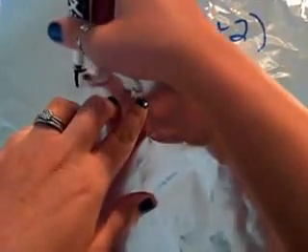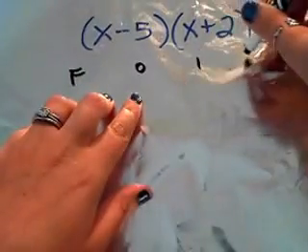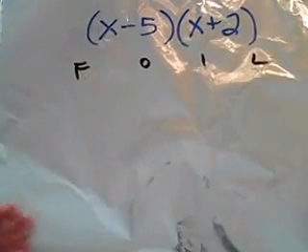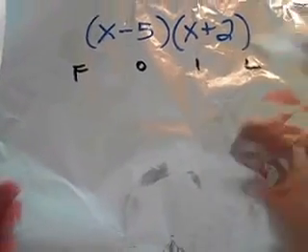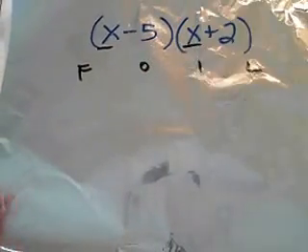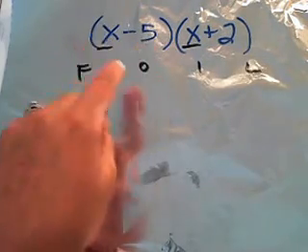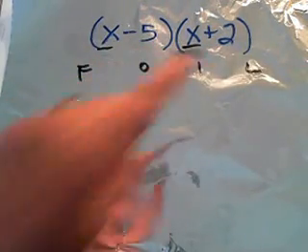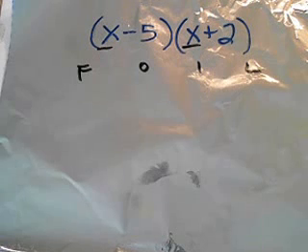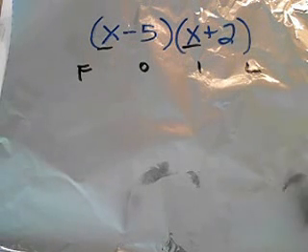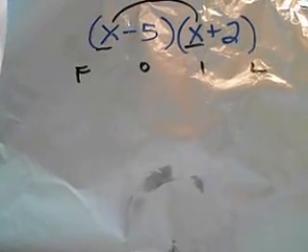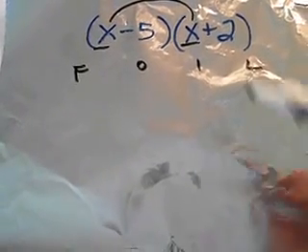So FOIL is talking about the positions of the numbers we're trying to multiply. So first means the first number in each parenthesis. So there's 2 pieces here, right? This one's got an x and a -5, this one's got an x and a 2. So the first 2 pieces in each parenthesis are our first 2 terms. I like to also draw little arrows when I'm new to it to remind myself that I get all 4 of these. So my first term here is x times x, which is x squared.